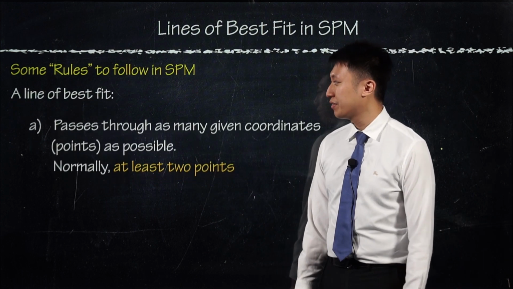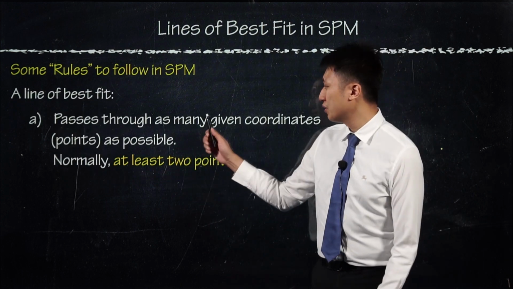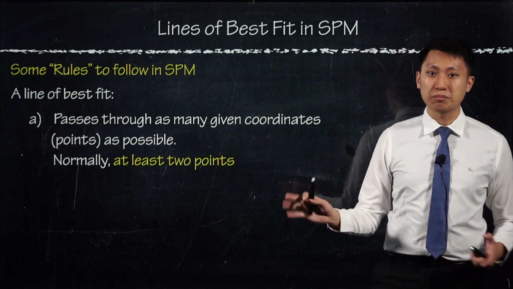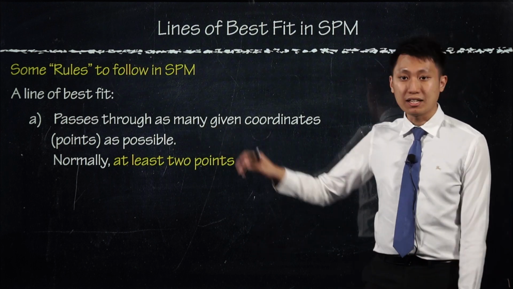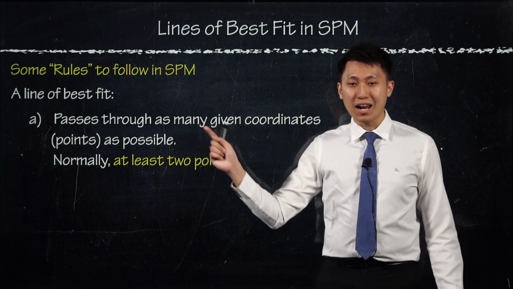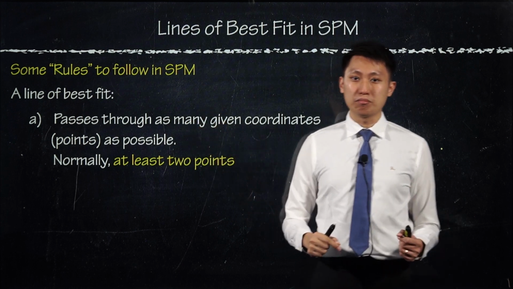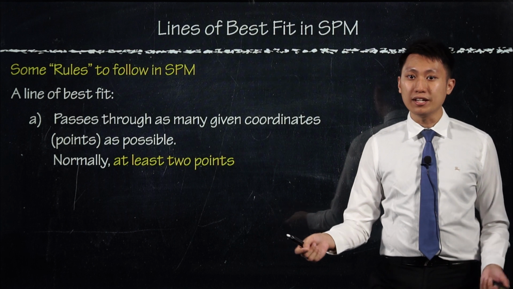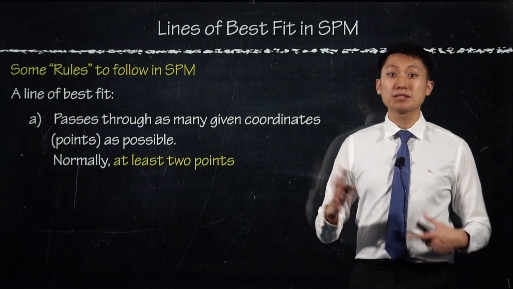A line of best fit normally passes through as many given points as possible in the graph. Just now you see so many points, you have to draw a line, but that line might not pass through all the points. But it must pass through as many as possible.